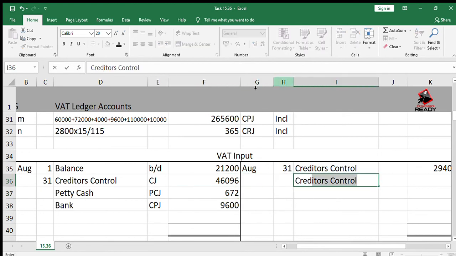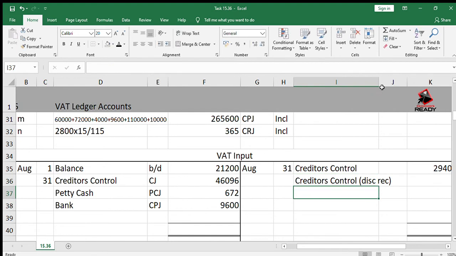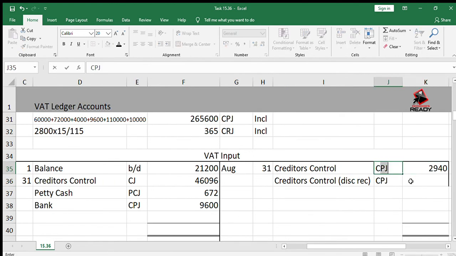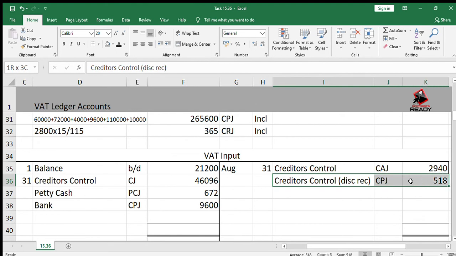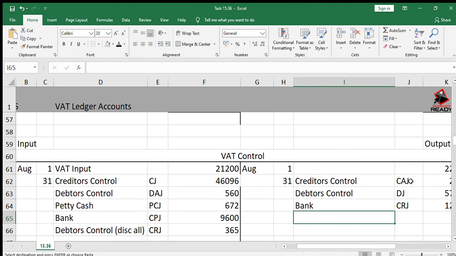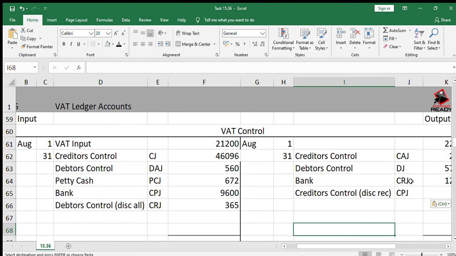Now here your details will be creditors control again, but in brackets you can say discount received. Now remember, when you do this section in exams, the details are not serious. So even if you just put discount received or whatever, it would be fine there. They've given us this amount, 518, so we don't have to calculate it. And if you were only doing the VAT control account, it would go to the credit side of the VAT control account. So do you see that if you're doing only the VAT control account, all the same details, everything comes into the VAT control account.